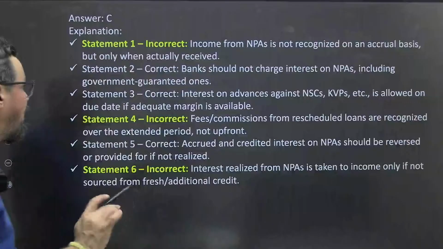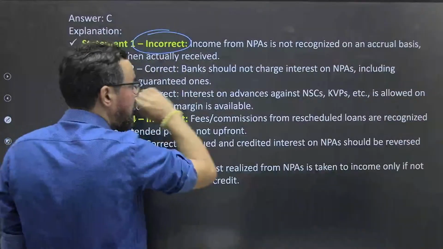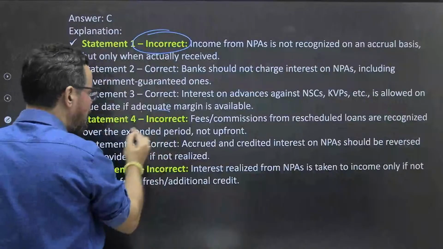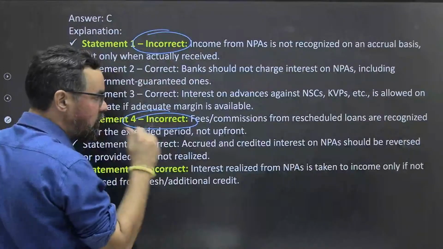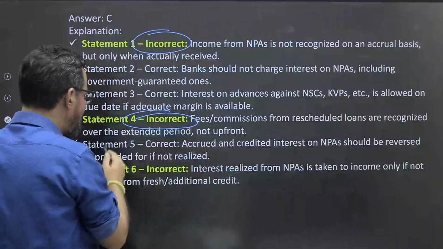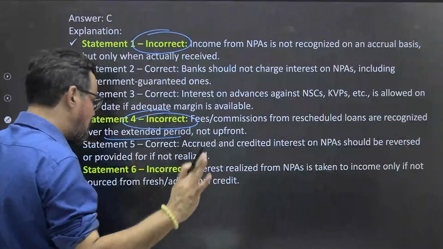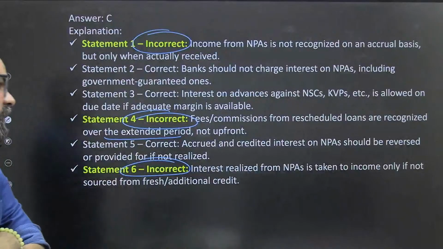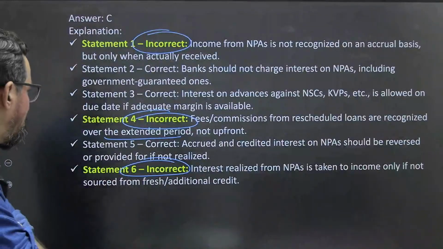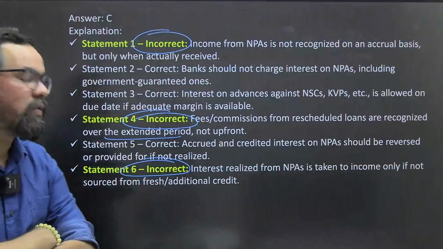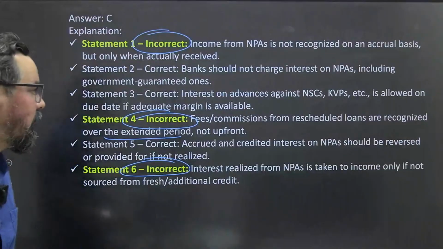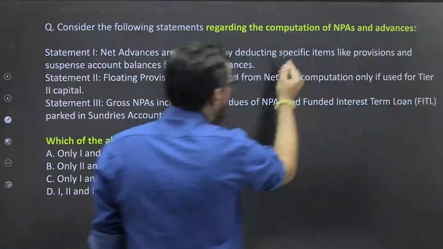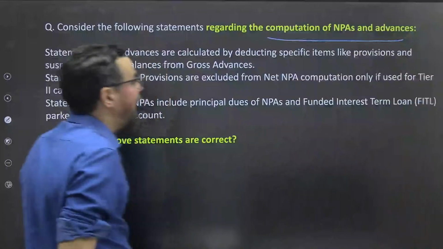Interesting questions. Incorrect: NPA is not recognized on an accrual basis — we discussed this. Fourth: fee and commission from rescheduled loan are recognized over an extended period, not upfront. Then interest realized from NPA is taken to income only if not sourced from fresh or additional credit and all. Next one: consider the following statements regarding the computation of NPAs and advances.